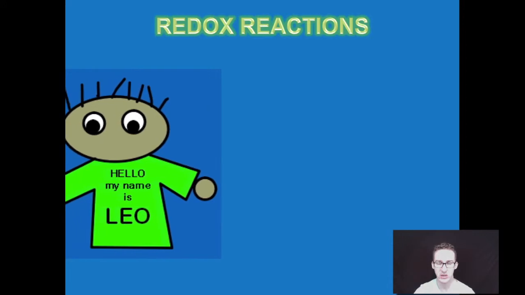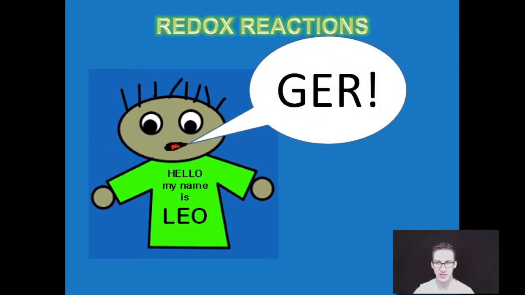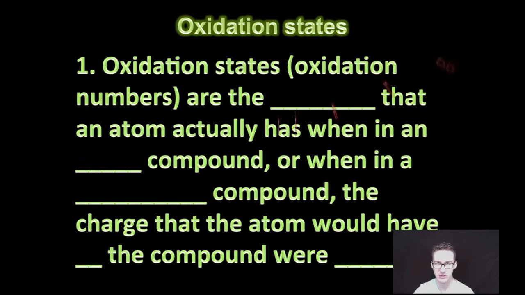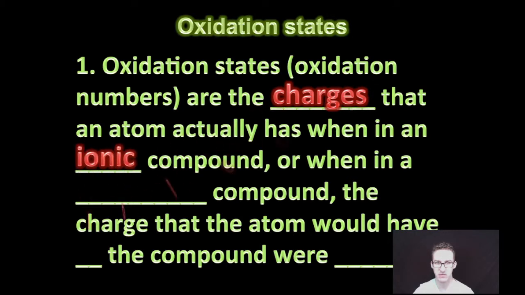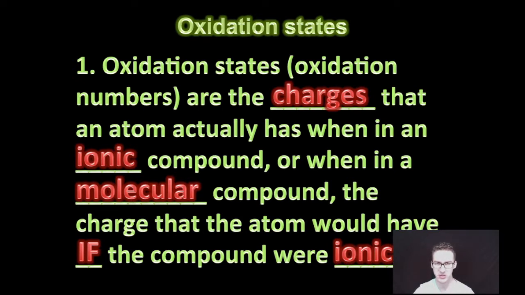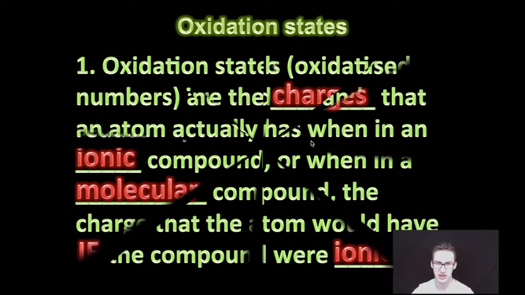Which brings us to LEO and what LEO says. Grr. Our final type of reaction that we're going to classify here are redox reactions. A redox reaction involves a better understanding of something called oxidation states. And oxidation states or oxidation numbers are simply charges that an atom actually has, if we're talking about ionic compounds, or in a molecular or covalent compound, it's a charge the atom would have if the compound were ionic. So essentially, it's just a little bookkeeping method that we use in chemistry to help us better understand what's going on with the movement of electrons in chemical reactions.